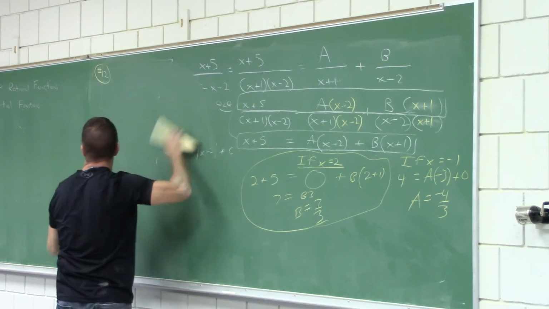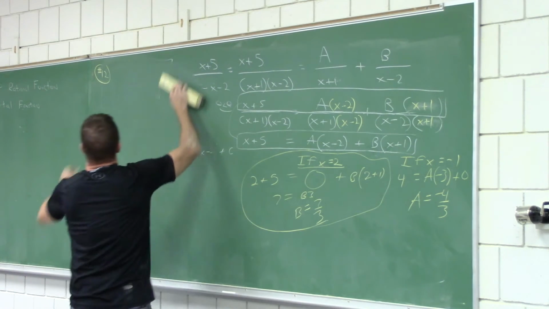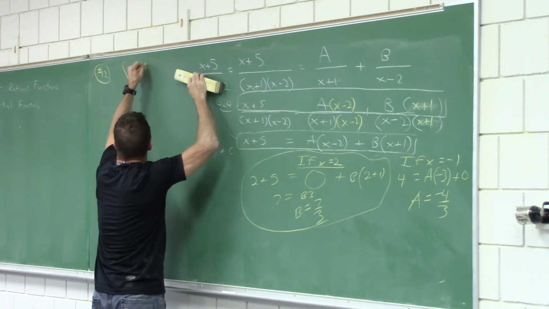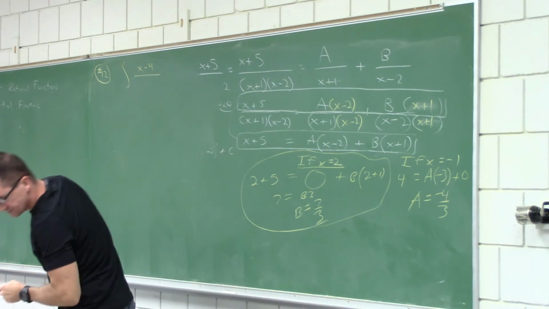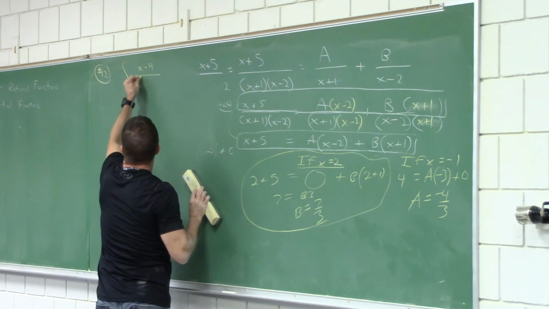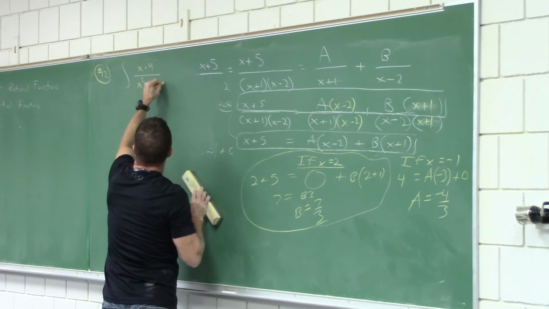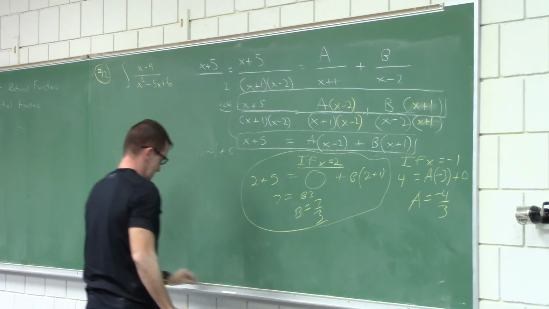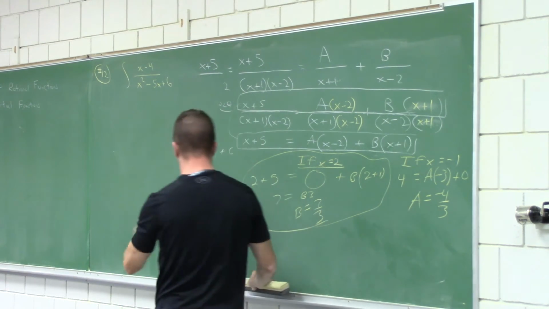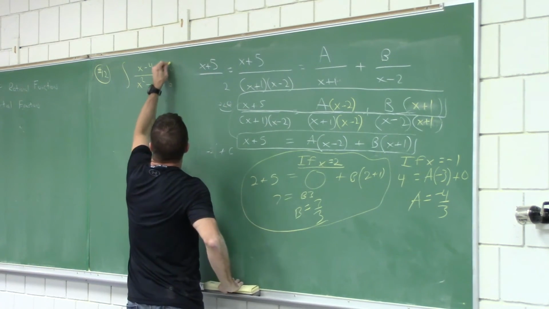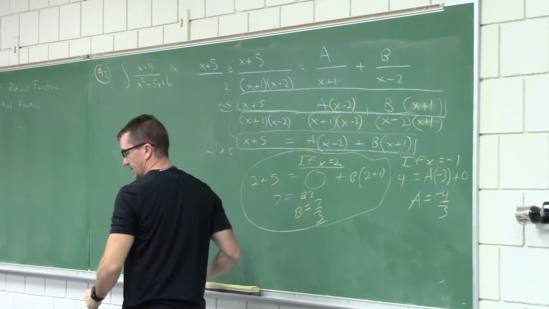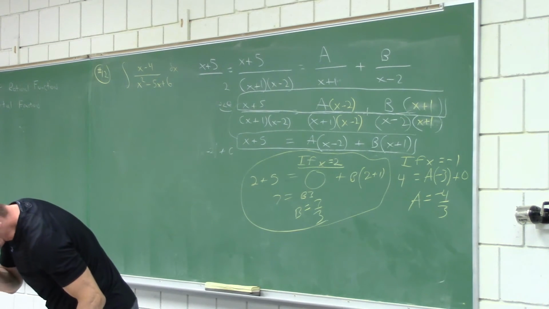That answer's not in the back of the book, is it? And they got an x minus 4, and that's all over x squared minus 5x plus 6. Oh, I forgot to write dx. And the limits of integration? Just 0 to 1.